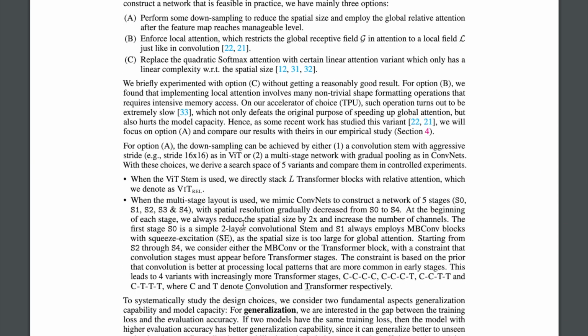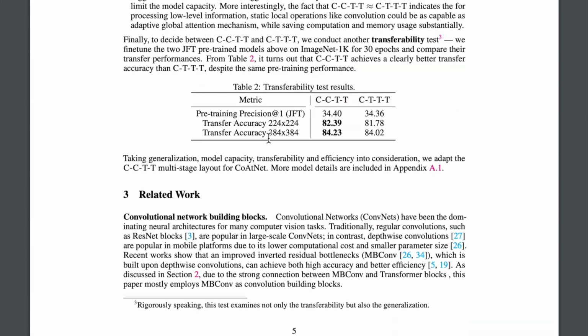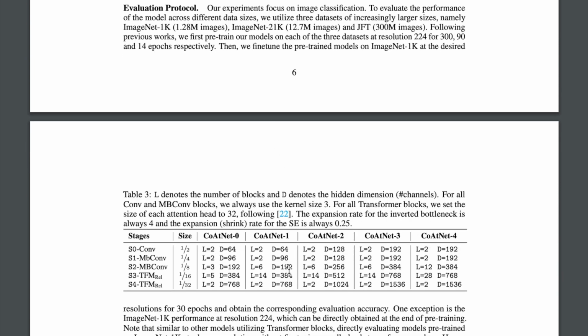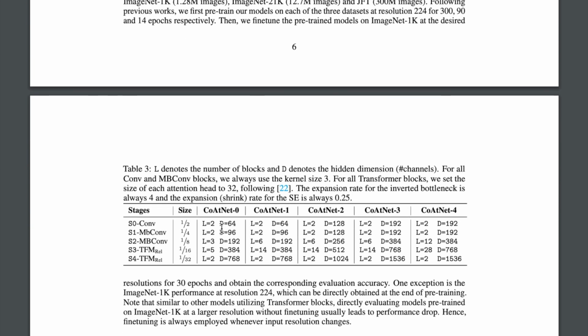And then they have how exactly you're structuring the backbone. But the experimental results are where I think the paper is really interesting. They have the results over all these different scales of how many layers. The D is the hidden dimension of the blocks.